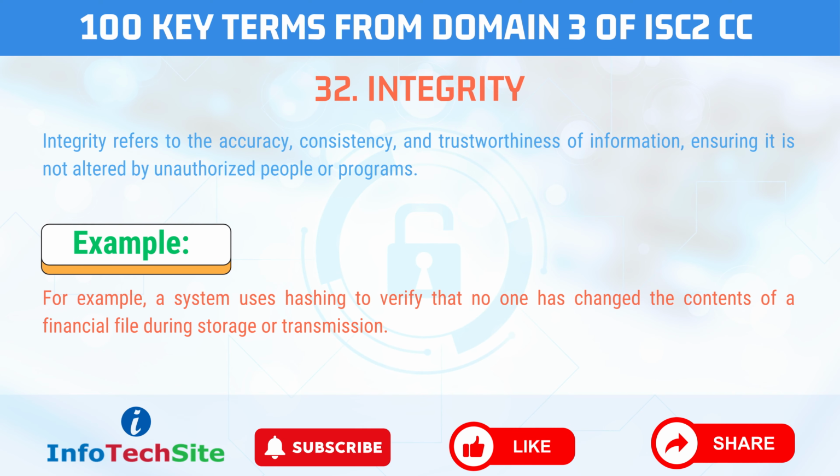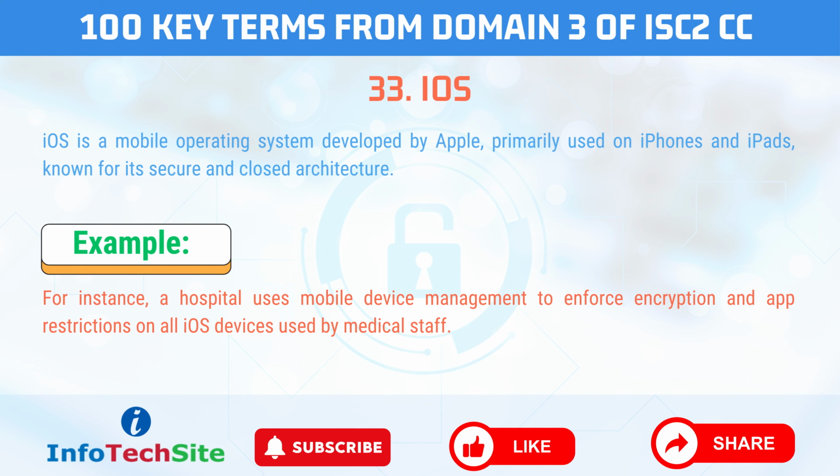32. Integrity. Integrity refers to the accuracy, consistency, and trustworthiness of information, ensuring it is not altered by unauthorized people or programs. For example, a system uses hashing to verify that no one has changed the contents of a financial file during storage or transmission.